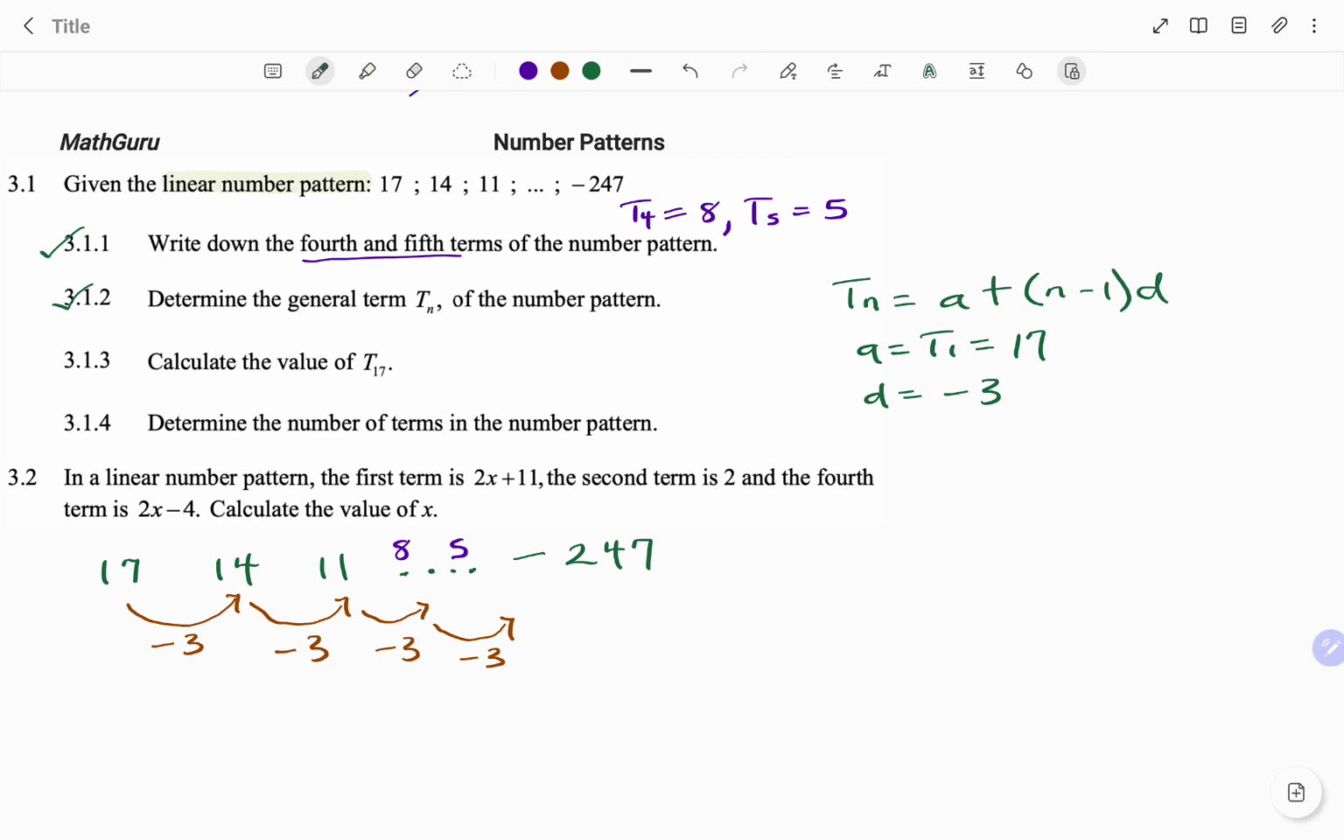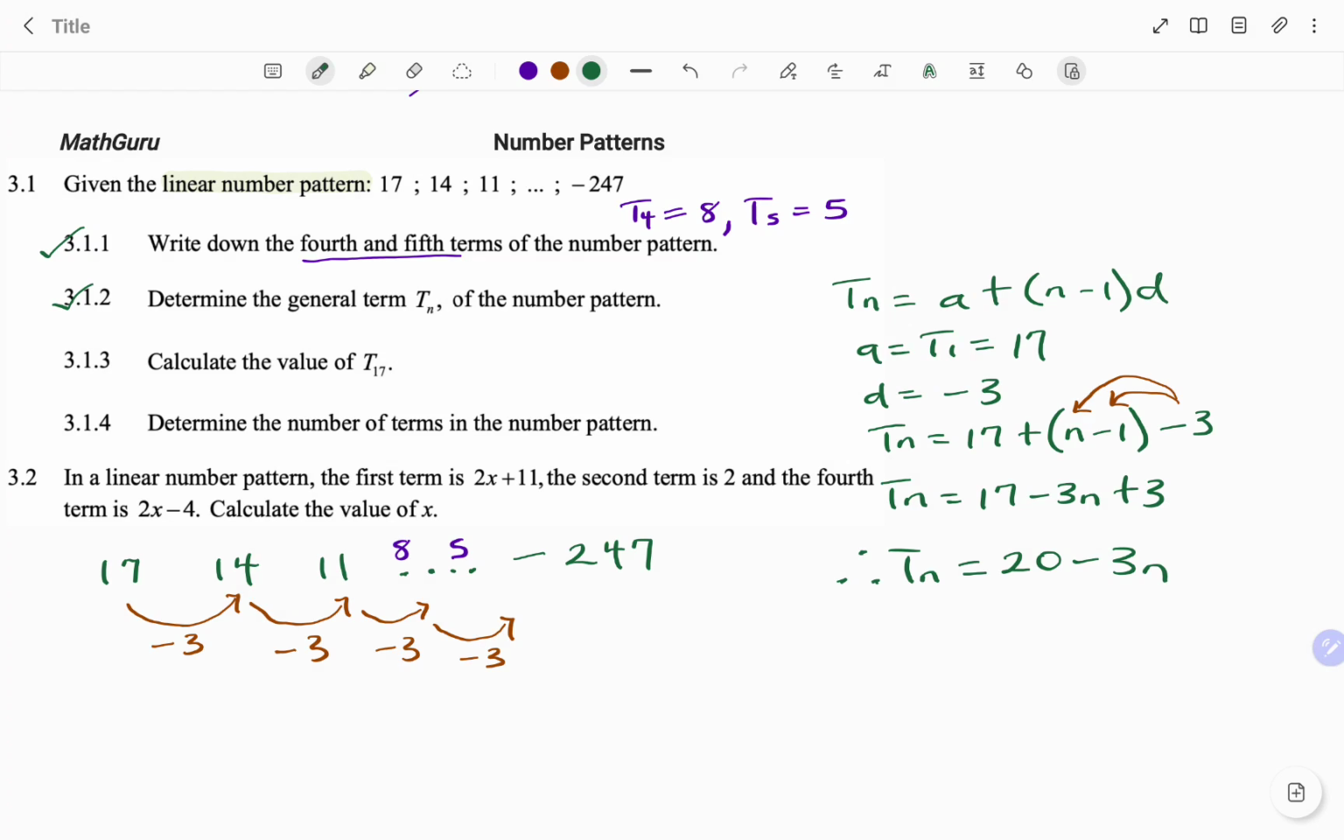So slotting the two values into the equation, I have Tn equals a, that's 17, plus n minus 1 times the common difference, negative 3. The negative 3 outside the bracket is going to multiply all the terms in the bracket. That will give us Tn equals 17, negative 3n plus 3. Therefore, the general term, Tn, will be 20, that's 17 plus 3, minus 3n.